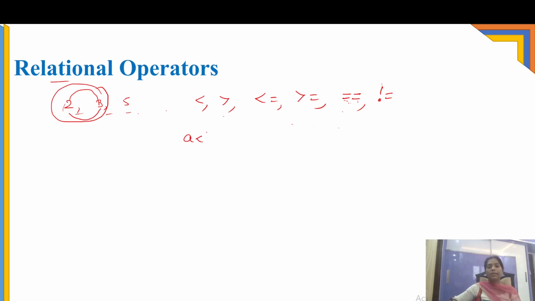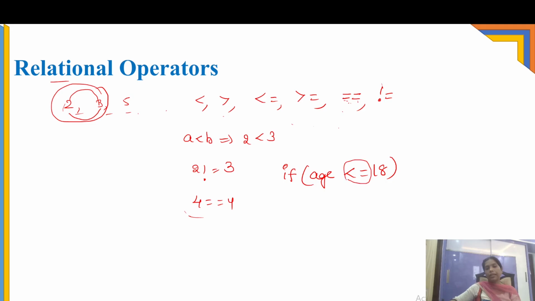So A is less than B means 2 is less than 3. 2 is not equal to 3. 4 equals 4. So these are the different types of relational operators. For example, if age is less than or equal to 18, this is the relational operator.